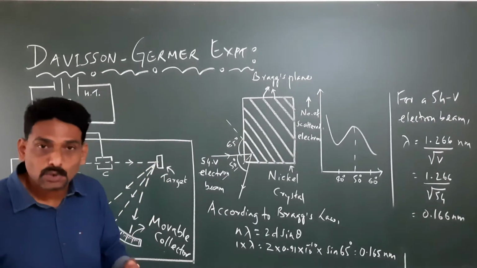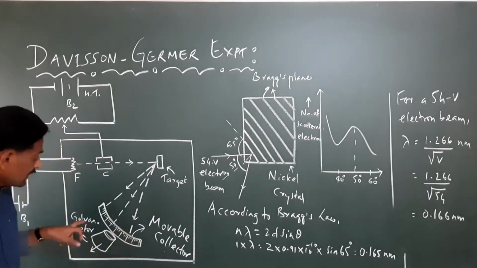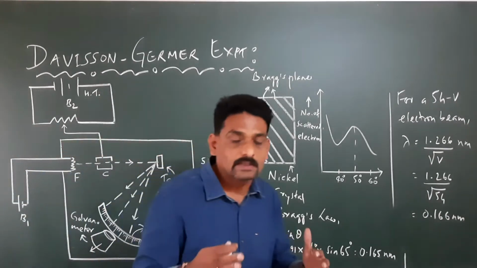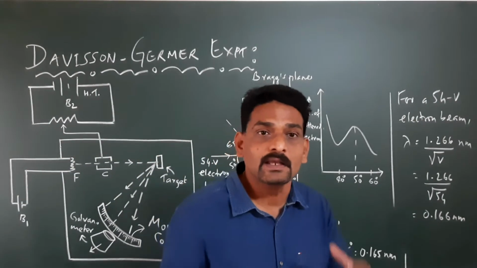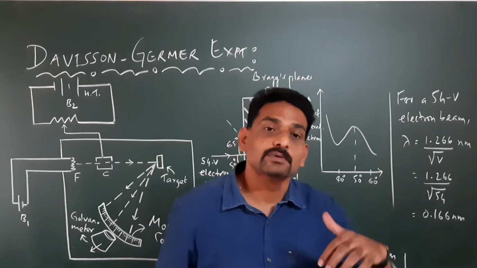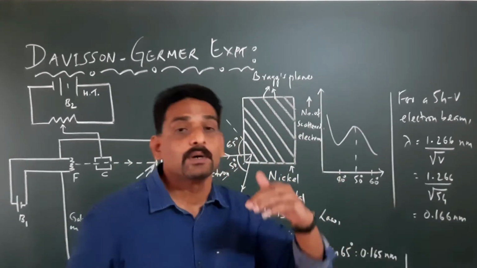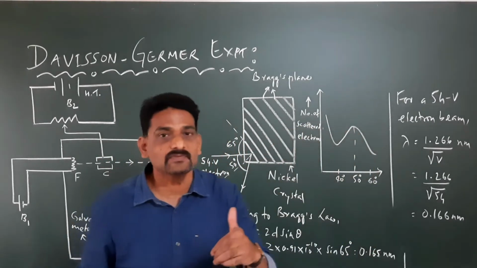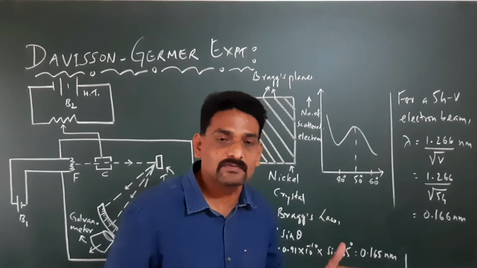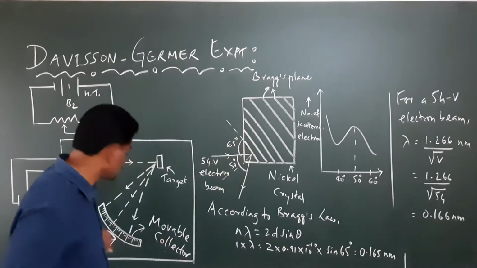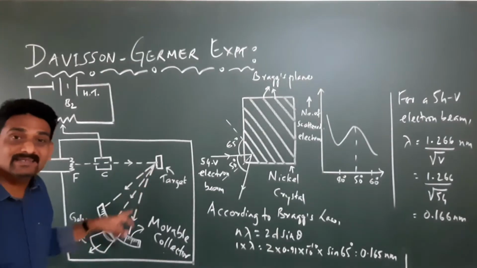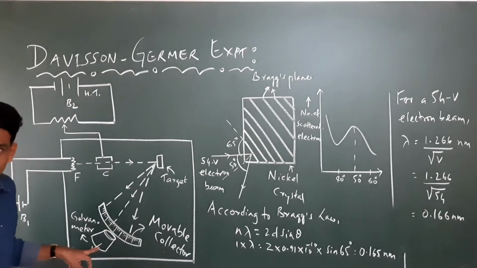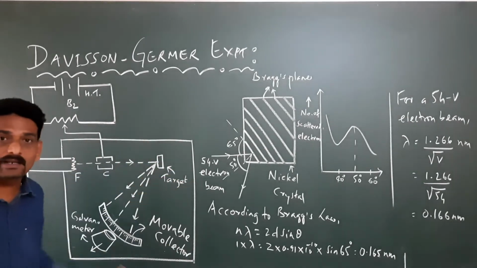These collected electrons are fed to what is known as a galvanometer. So what does the galvanometer do? The galvanometer shows a deflection depending upon the number of electrons received. The more electrons received, or in other words the greater the intensity of the electrons received, the more the deflection in the galvanometer. The lesser the intensity of the incoming electrons, the lesser the deflection. So the galvanometer shows the deflection depending upon the intensity of the incoming electrons. That is the job of the galvanometer. So this is the experimental setup.